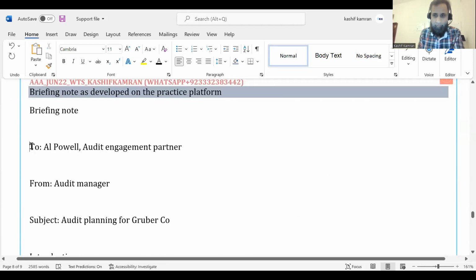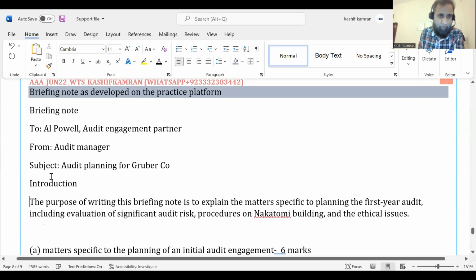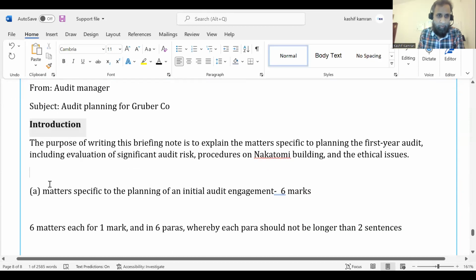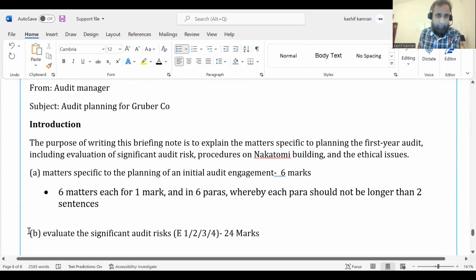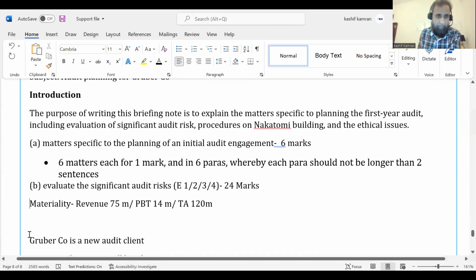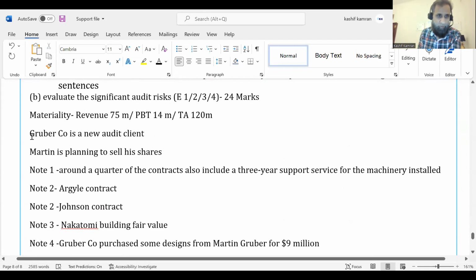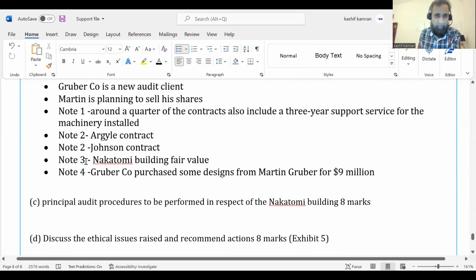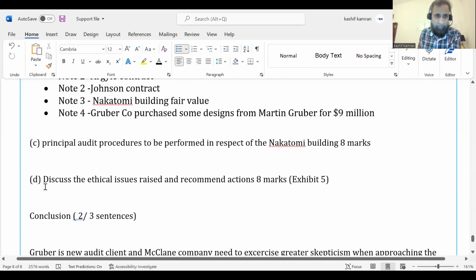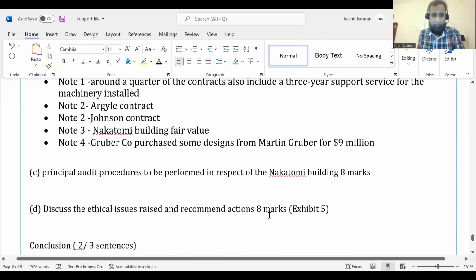Briefing note, to, from, subject, introduction. So you can imagine the actual length now. Part A, what you need to do in part A. Then we had the part B. In the part B, we had many risks identified here. Just delete the materialities from here. In part C, we had the procedure. In the part D, we had the conclusion. So this is how things look like, right? I hope that will benefit you once you get this Word file at your end.